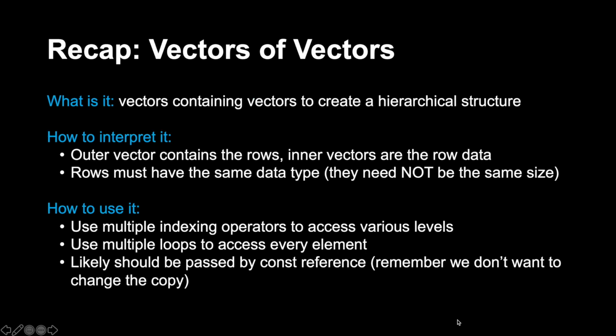So to recap, vectors of vectors are vectors containing vectors, and that will allow us to create a hierarchical structure. We can interpret the vectors of vectors to be 2D vectors or matrices. The outer vector contains each row, and each of those rows is itself a vector that contains the data of that row. Each row must have the same data type, but they don't have to have the same size. To use vectors of vectors, we need to use multiple indexing operators to access values at various levels, and we need to use multiple loops to access every element. And very likely, a vector of vectors is passed by constant reference.